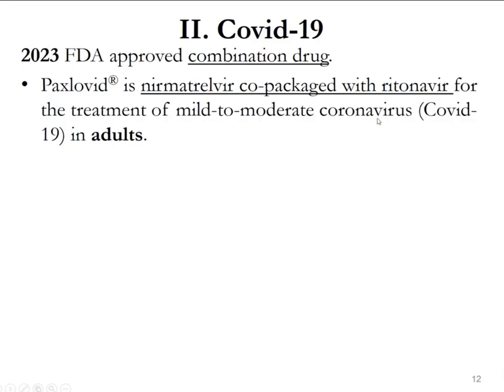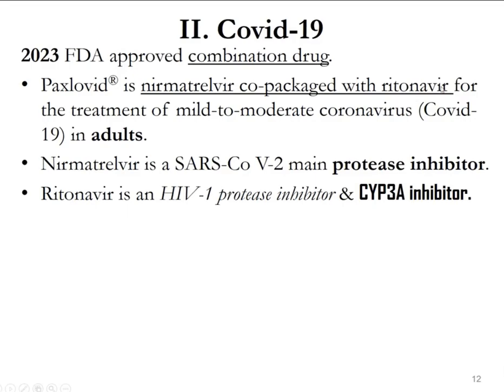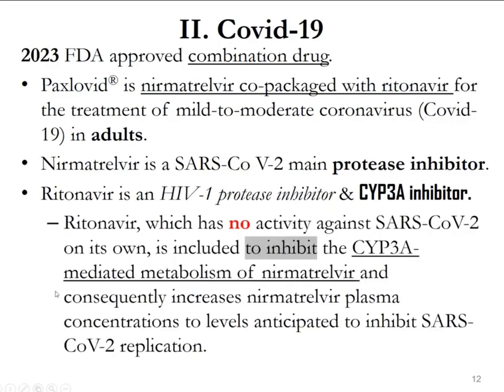It is for the treatment of mild to moderate coronavirus in adults. Nirmatrelvir is a SARS-CoV-2 main protease inhibitor. Okay, we are learning different mechanisms. Unlike the flu virus, for COVID-19 this one is a protease inhibitor. But we are adding another drug, ritonavir. Ritonavir is an HIV-1 protease inhibitor. That is actually an HIV patient's drug. Why are we giving it for COVID-19? The reason is that it is not to treat COVID-19. It is not going to kill the virus, but this drug is a CYP3A4 inhibitor. So what you have to learn is what is behind this. The next 2 slides discuss that.